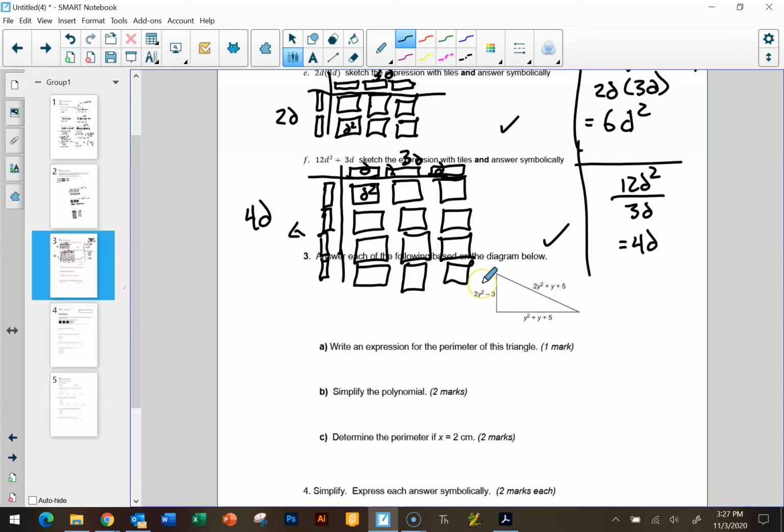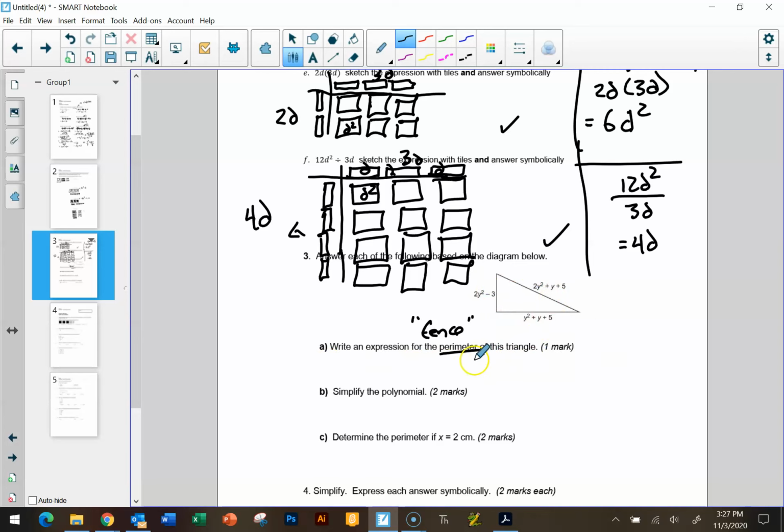So anybody who's planning on crunching that out, you can let me know if that does actually work out. I suspect it doesn't. We're dealing with perimeter, so whenever we deal with perimeter, we need to be thinking about that's a fence around it, right? So let's write an expression for the perimeter of this triangle. Well, if we're putting a fence around it, we're just adding all of them together, right?